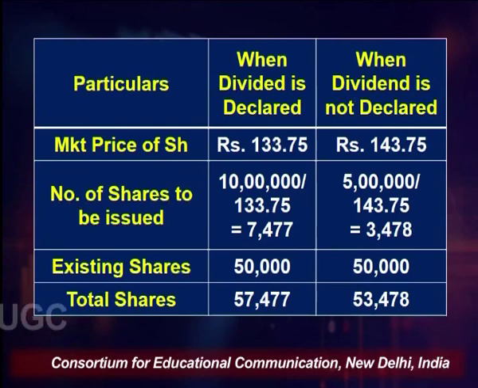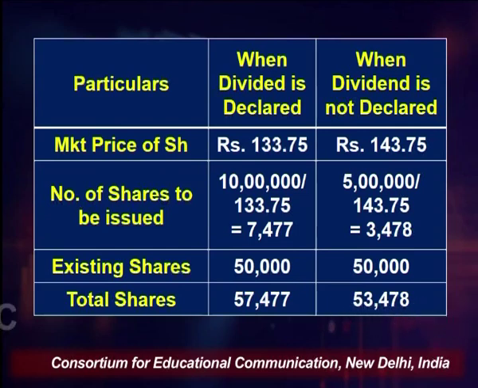Okay. Now, we will divide the amount that is required by the market price of the share, and with this we will get the number of shares that we need to issue to raise the fund, the fresh issue that we have to make. So, 10 lakh in case 1 will be divided by 133.75. So, the number of shares to be issued in case 1 will be 7,477, while in case 2 it will be 3,478. This number of shares we got by dividing 5 lakh by 143.75.